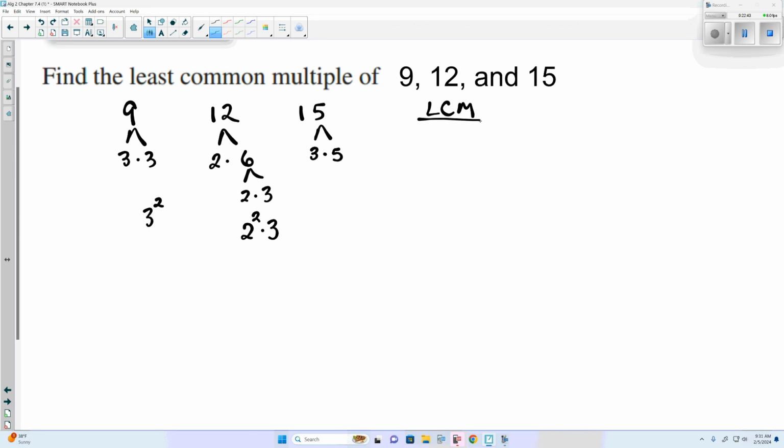Least common multiple, we're grabbing the most from each one of these here. Well, there's only one of them with 2s, yes? So we will need those 2s, which actually works out to be 2 squared. Then we can move on to 3. We do have one with 1 3, one with 1 3, and one with 2. So we're going to take the one with 2. And last we have 5. So our least common multiple, 2 squared times 3 squared times 5.